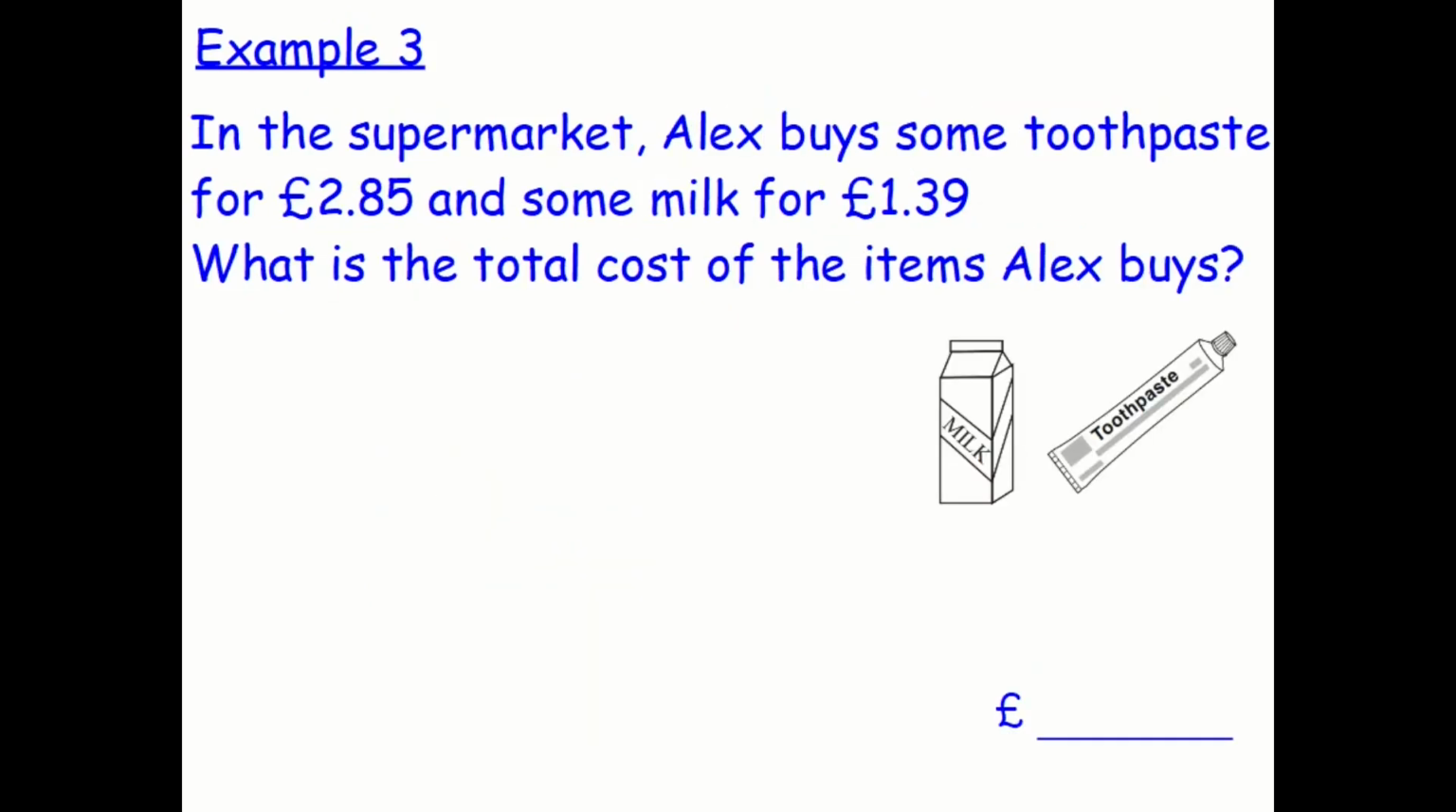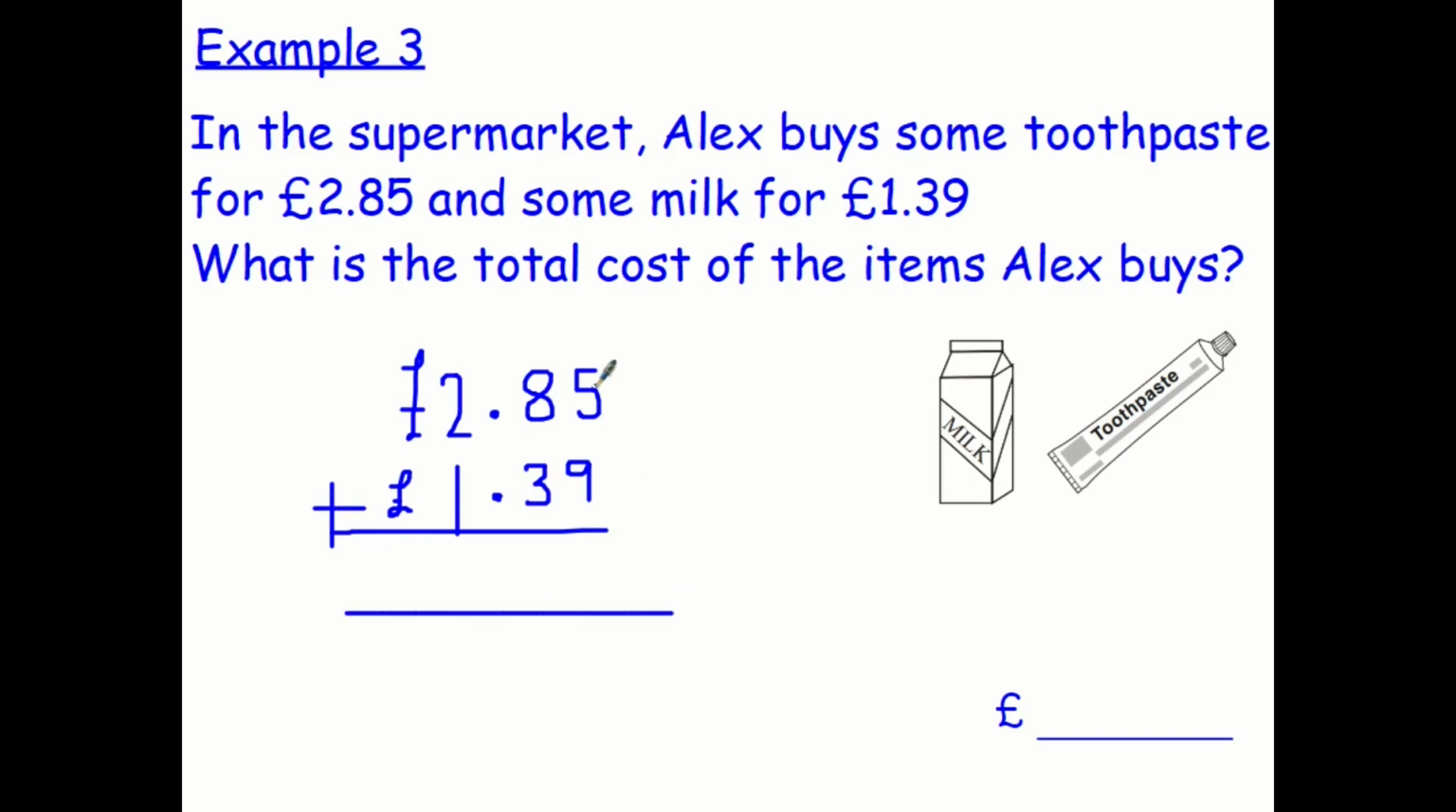Example number 3. In the supermarket, Alex buys some toothpaste for £2.85 and some milk for £1.39. What is the total cost of the items Alex buys? There's that keyword, total cost. So we know we need to be adding them together. So we've got £2.85 and £1.39, and make sure you keep those decimal points in line. The decimal points have to line up just like we did in the previous video. Let's add those together.